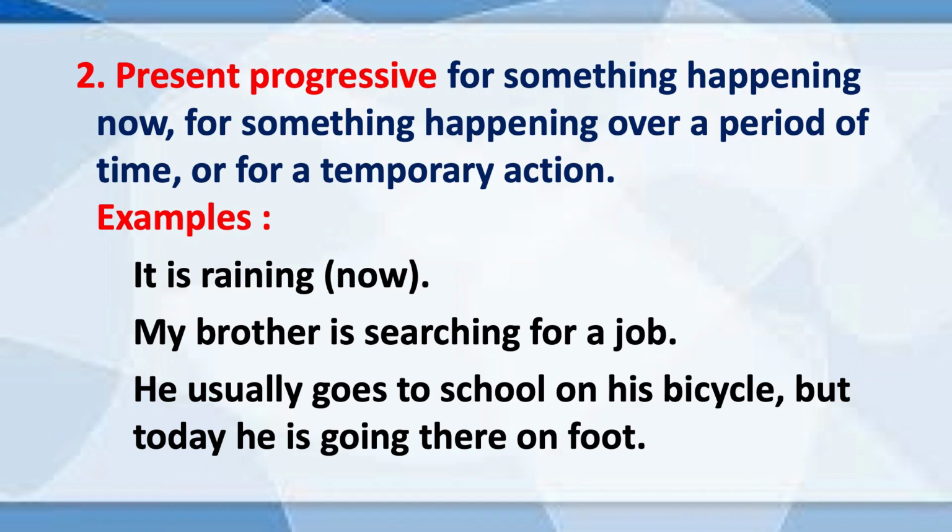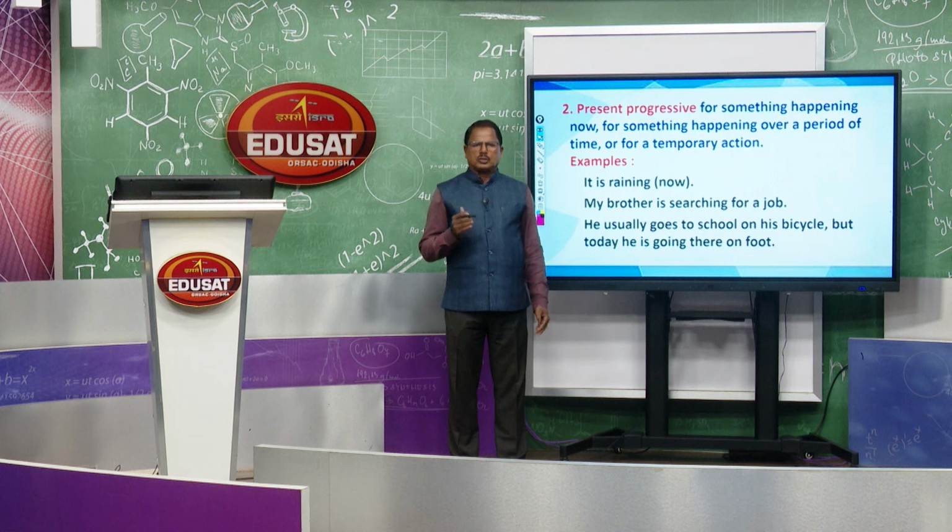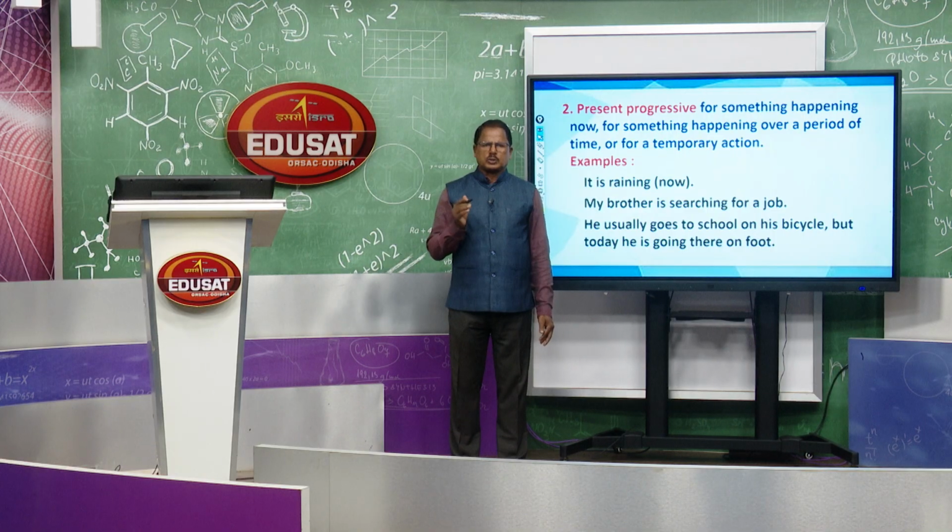If I say it is raining now, that is something happening at this moment, so we use present progressive. So, I am writing, it is raining now, my brother is searching for a job. Searching for a job means over a period of time. He usually goes to school on his bicycle, but today he is going there on foot.